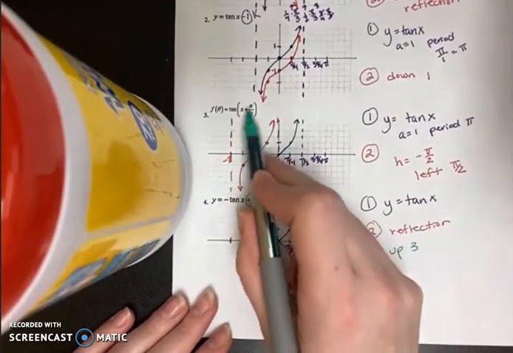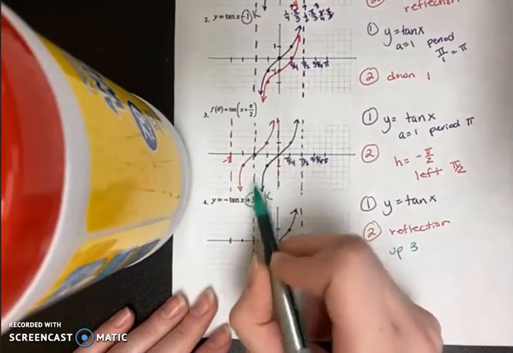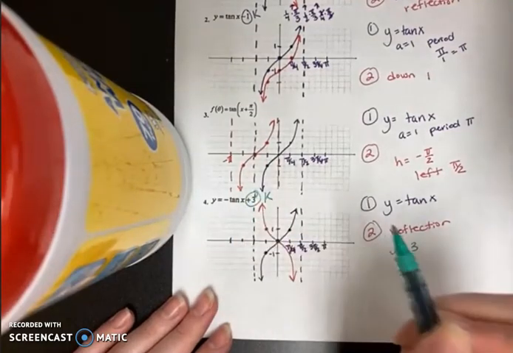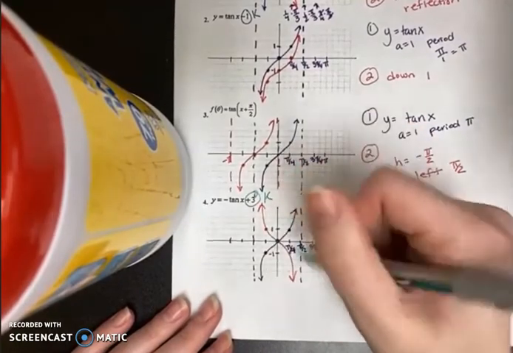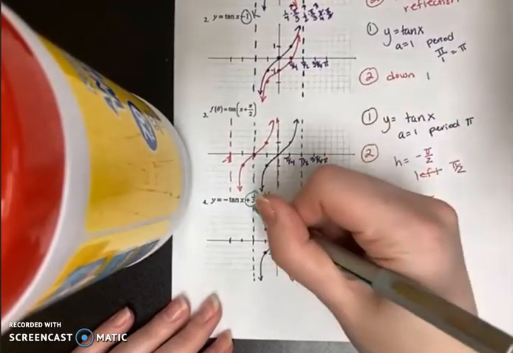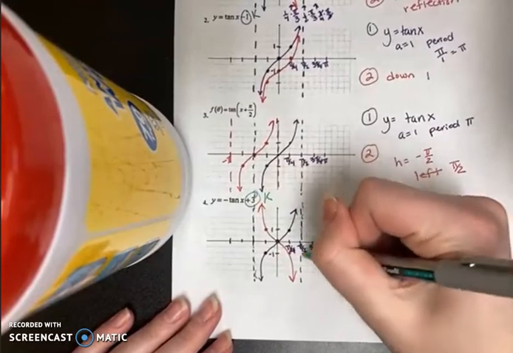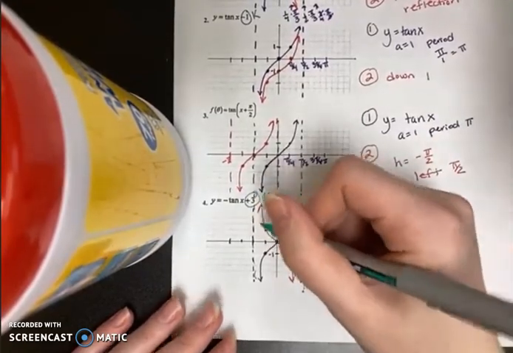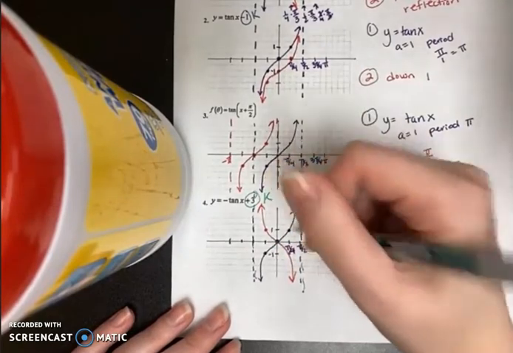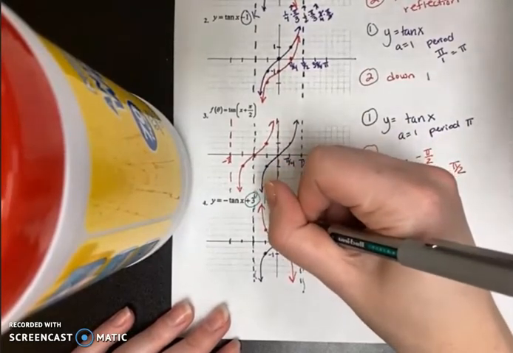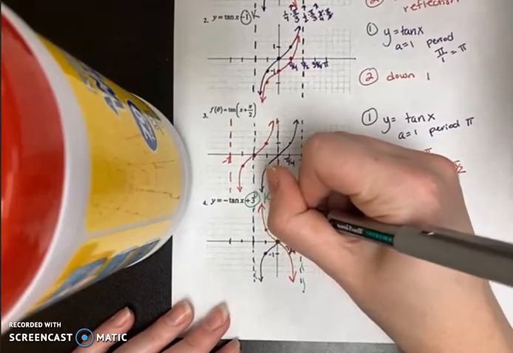When it's inside the parentheses, it's h. So since there's no parentheses, I know it's a k. When I move the asymptotes up 3, you can't really tell because it's already vertical, so they're going to stay in the same location. And then where it's visible is going to be the y-axis. 1, 2, 3.